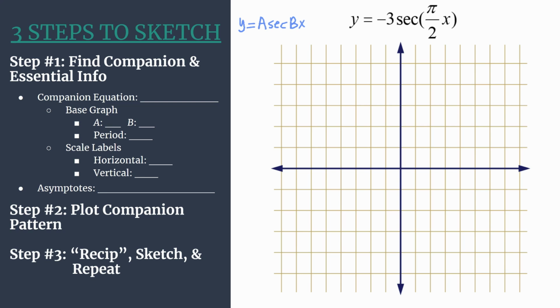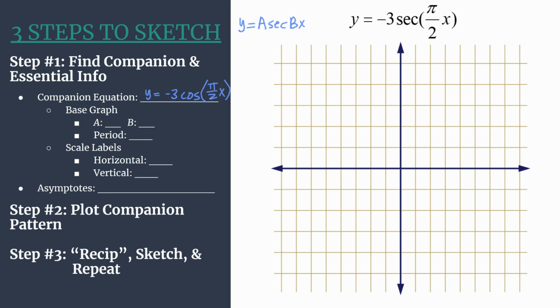So we start by finding our companion equation and its essential information. Essentially we're going to graph this companion equation so that we can get to our secant graph. Our companion equation simply replaces the secant with cosine. It's reciprocal. Now, if you have not familiarized yourself with how to graph cosine equations, see the links in the video description. Make sure you check that out before, because it'll make this process so much easier. It relies very heavily on your existing knowledge of cosine graphs. All right, so our companion equation will be y equals -3 cosine of pi over 2x.